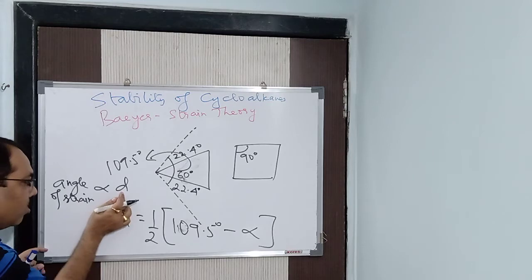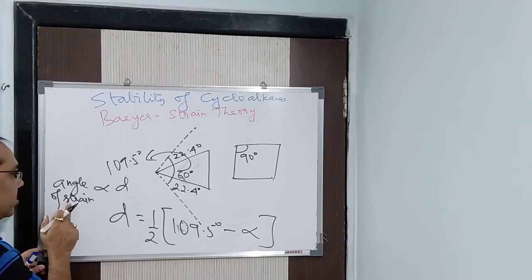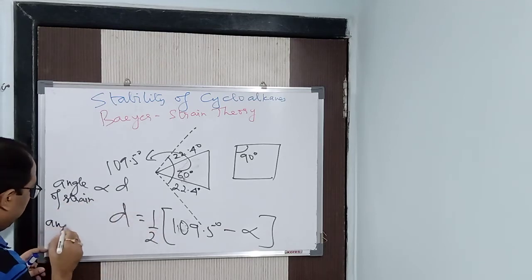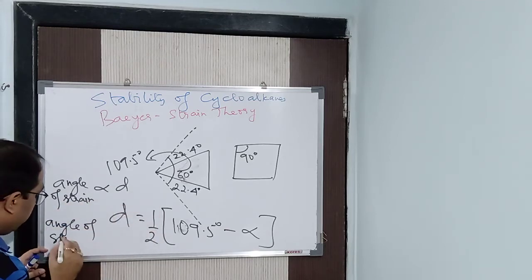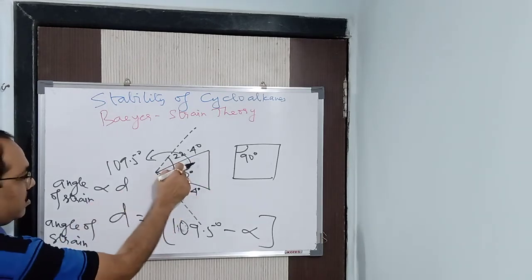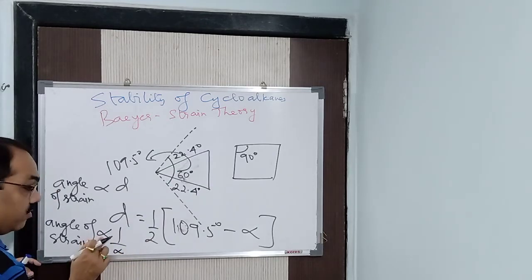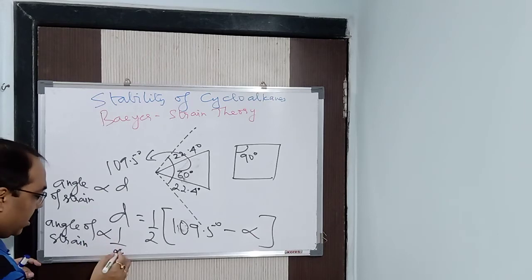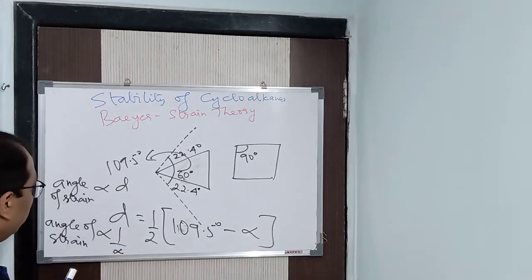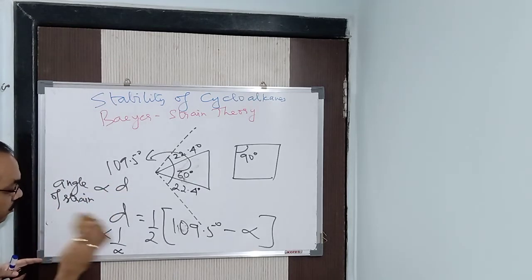And if deviation is more, angle of strain is also more. Definitely. If D is more, angle of strain is also more. Similarly, he said one more thing: angle of strain is inversely proportional to the inner angle. This is 60 degree, 90 degree. Inversely proportional to alpha. Clear? One more thing he said, which I have already told you about the deviation: angle of strain is inversely proportional to alpha.